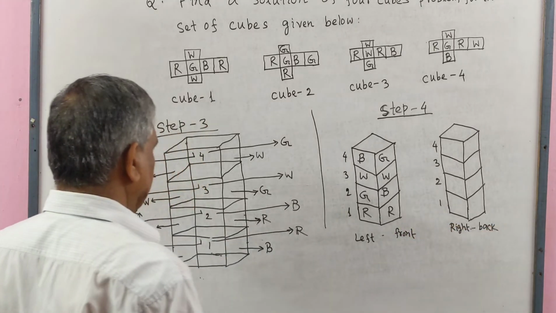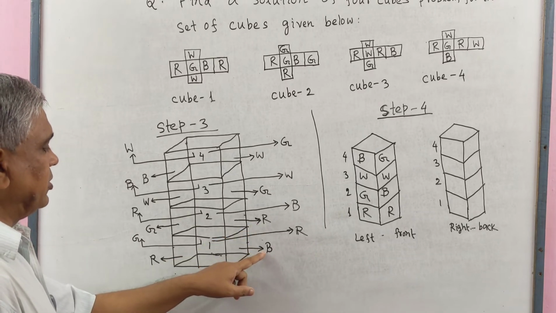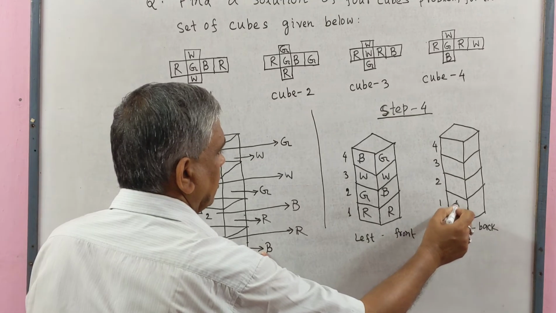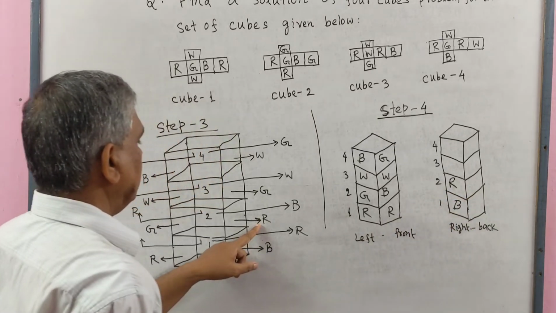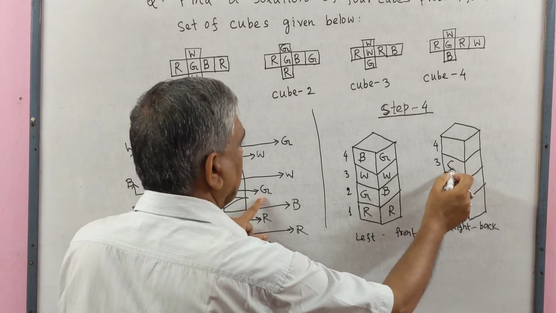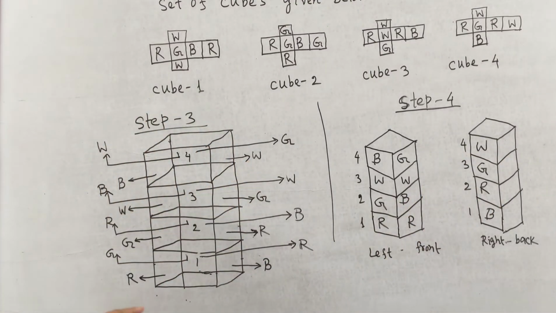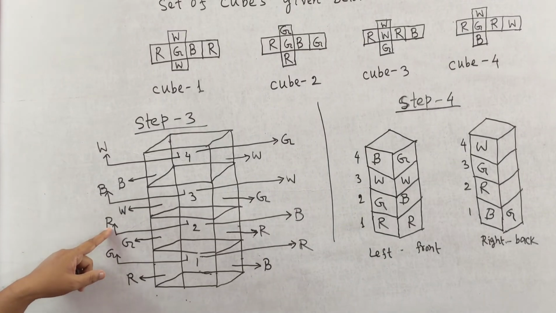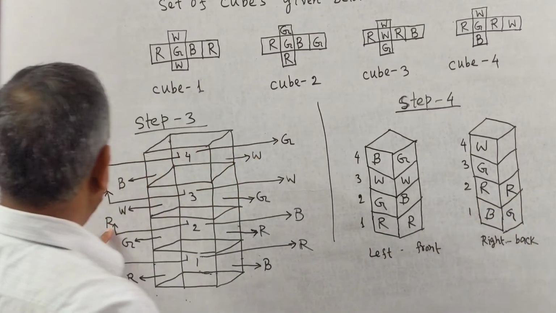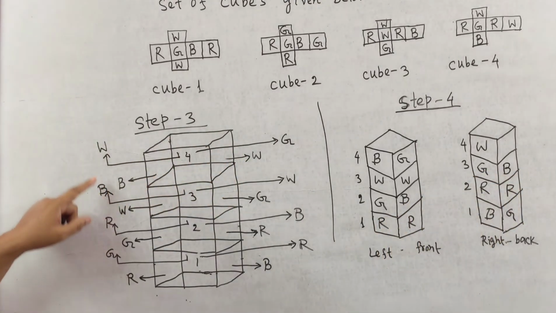Now right and back. Right face. These arrows are for the right face. Here B, second R, third G, fourth W, and back face. These are the back face. G for the first cube, then R, then B for the third cube, and then W.